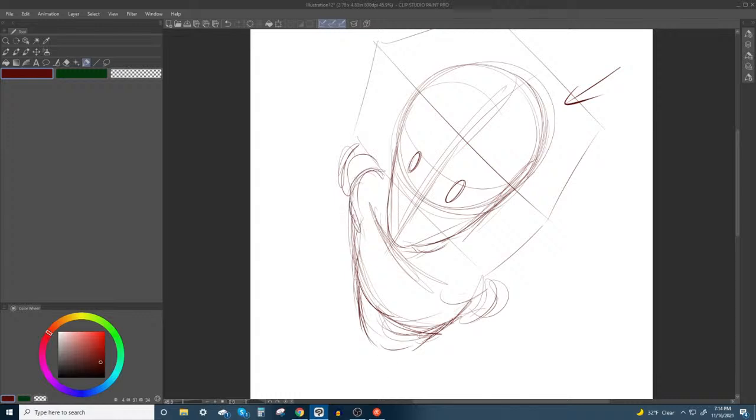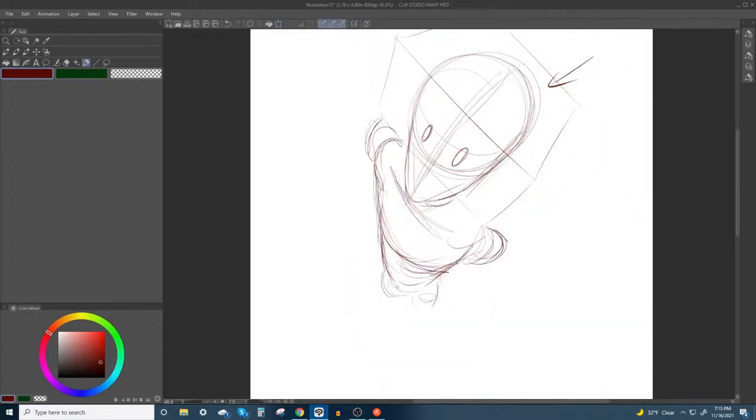Everything else actually gets smaller the further I go. It doesn't stay the same size, as you can see. I'm going to try, and it's going to look really distorted because we're not using any form of lines or anything right now.